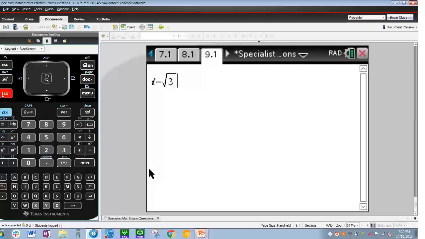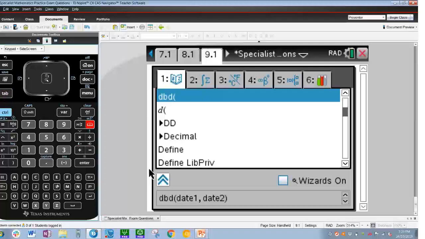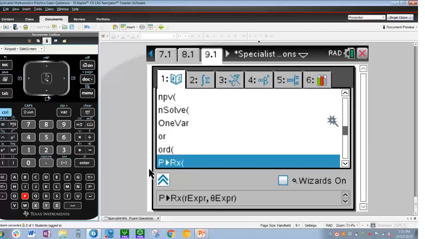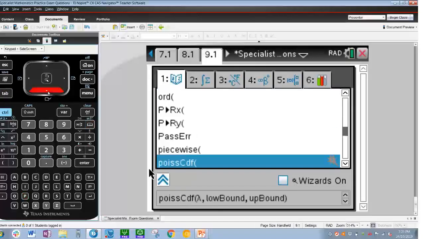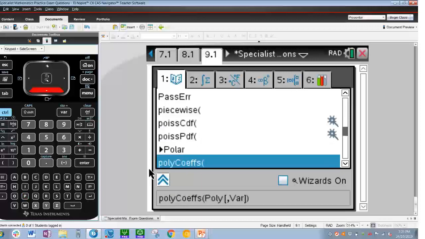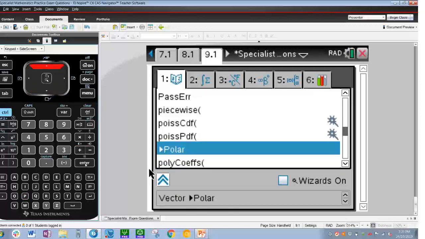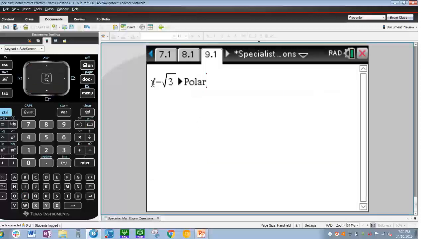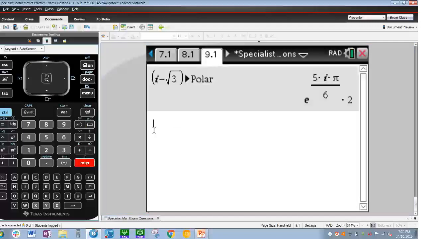Now, to convert to polar, I'm going to press the catalog or the book button right there. And then we'll press P because polar starts with P. And now press down until I see the convert to polar form. So I hit enter on that. So I want to convert i minus root 3 into polar form. Hit enter again, and here we go.